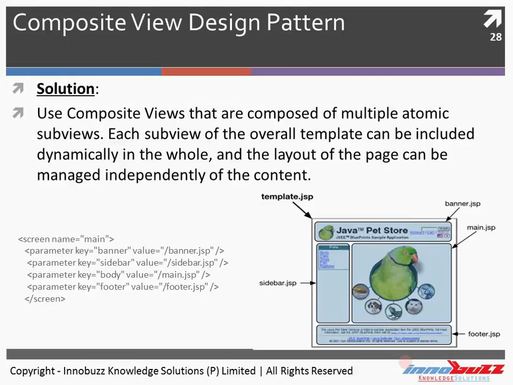And if you see the snippet here, this is the basic JSP snippet where you can give the key as banner and the value you can locate for the respective JSP. So one screen is composed of many JSPs, and this is what the composite view design pattern is.